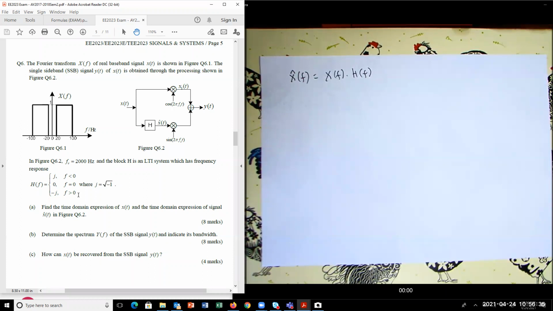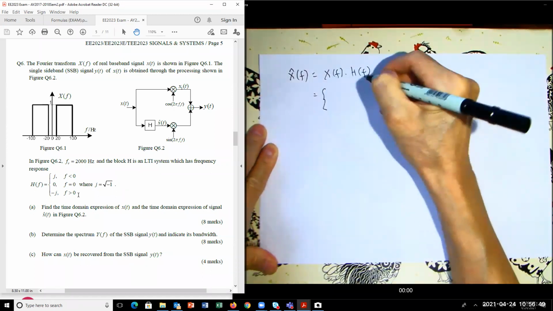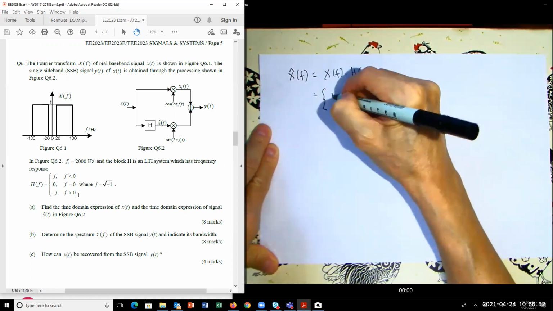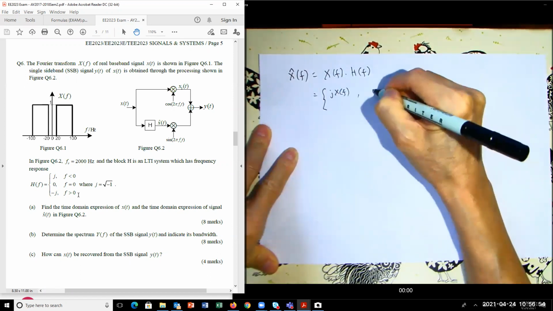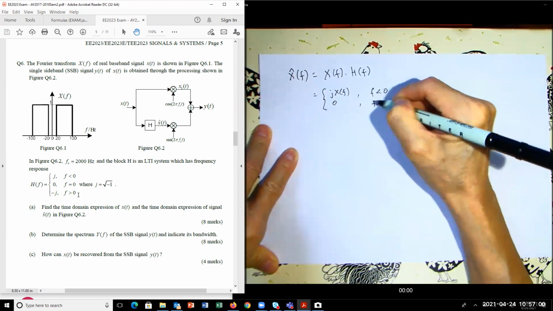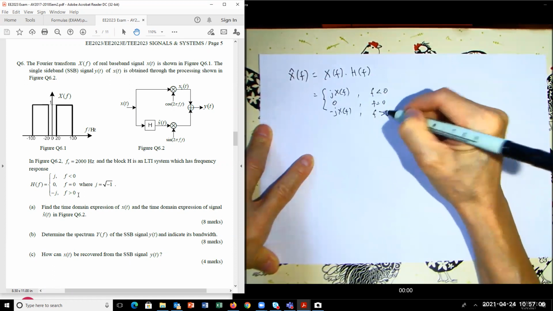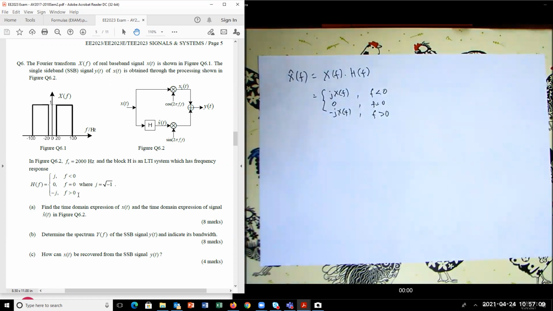So that means when you calculate this X hat, you need to break it into three parts: negative frequency, zero, and positive. For negative frequency, it becomes jX(f), for f less than 0. At zero, 0 times 0 is 0, and minus jX(f) for positive frequency. Those are your three parts.